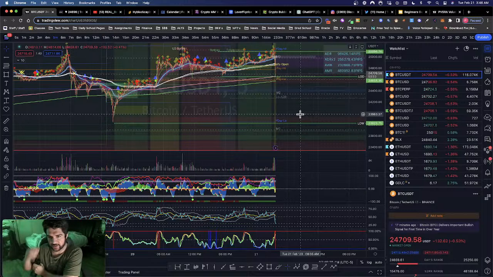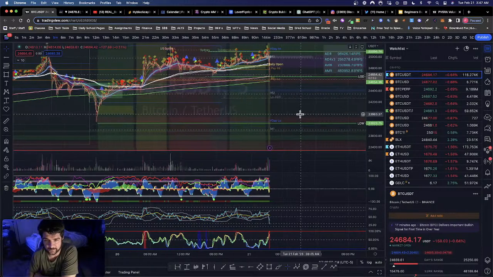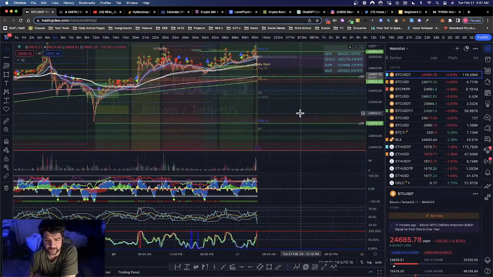Sketchy on the levels. In essence, I would want to be grabbing shorts and holding shorts. That's where I'm at with Bitcoin right now. I'm still not in the camp of it's going higher. I'm really not.